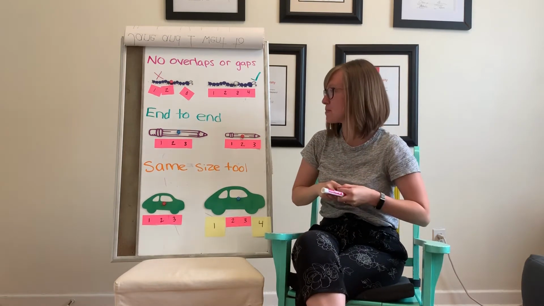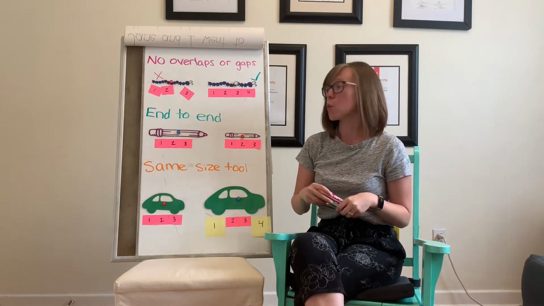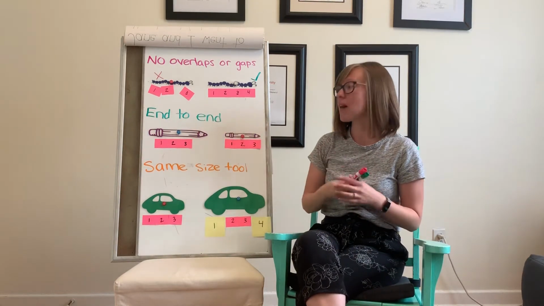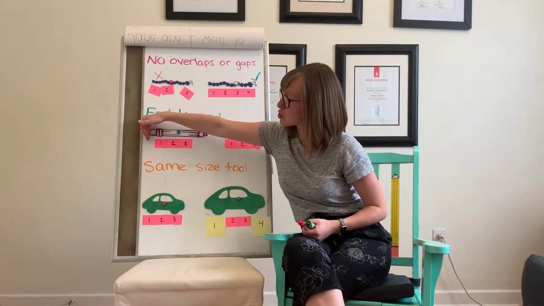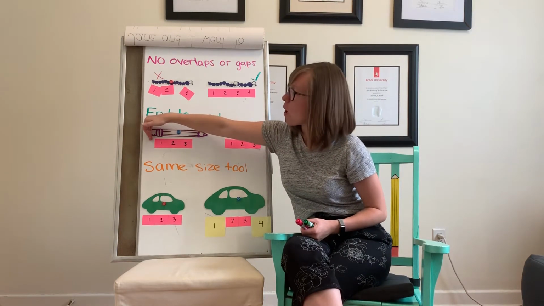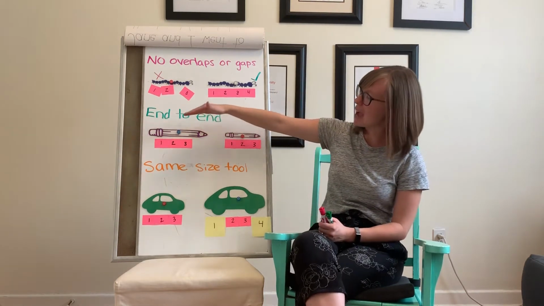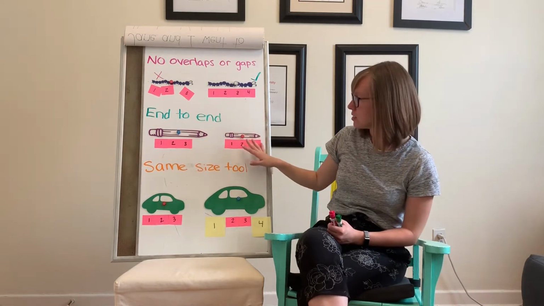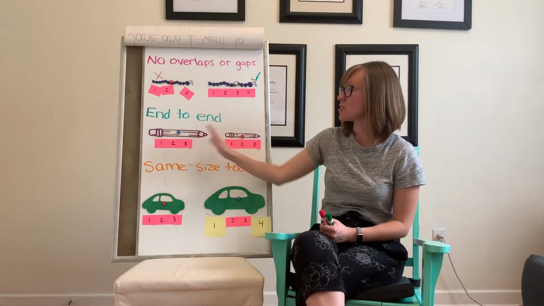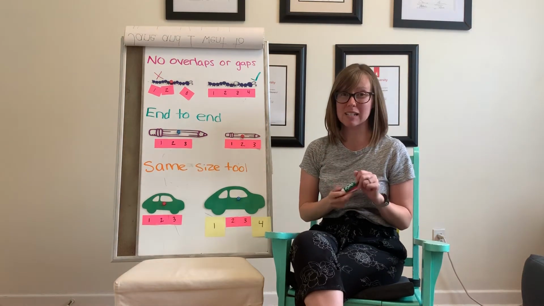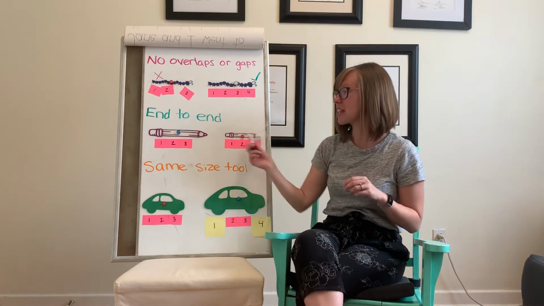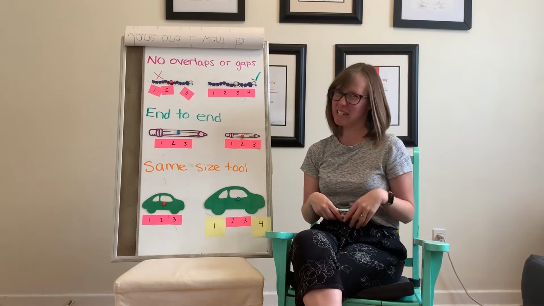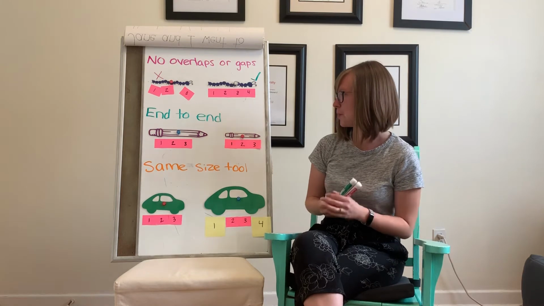Our next tip says that when we measure, we need to go end to end. That means I have to go from the start of the object all the way to the end, from end to end. So looking up here, which one of these pencils did I measure correctly? Both of them say that they're 3 post-it notes long, but the pencils are different sizes. So one of them I didn't do quite right there.